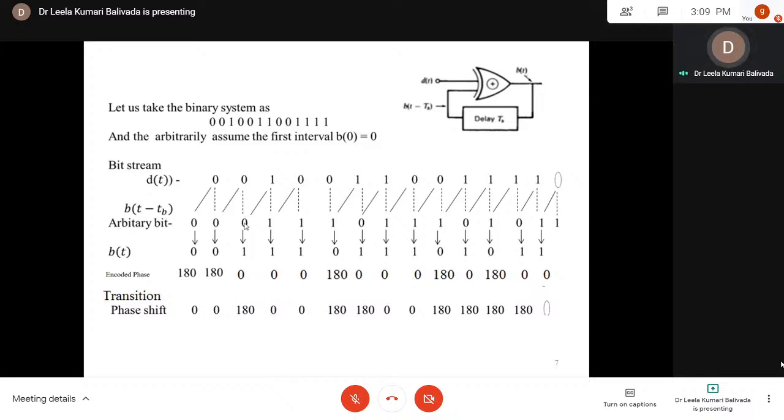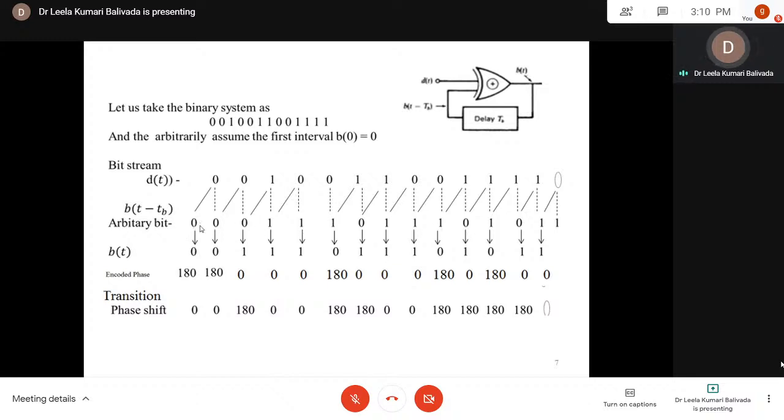Now this B of t is the second input to the next bit 1. Therefore 1 exclusive OR 0 is equal to 1 now. And now this becomes the second input to the next bit 0. Therefore 0 exclusive OR 1 is equal to 1. So in this way we will generate B of t minus Tb.